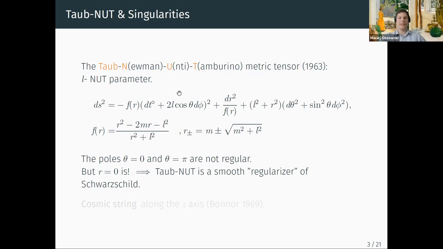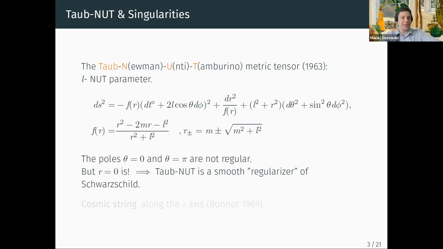Okay. So first of all, the Kretschmann scalar. If I may anticipate the question, the Kretschmann scalar does not blow up at R equal to zero. And to the second remark, that's exactly the case. If it wouldn't be possible to get rid of those singularities at the poles, at the axis of symmetry, then we probably wouldn't be talking about this spacetime, and I wouldn't be calling it a smooth regularizer.